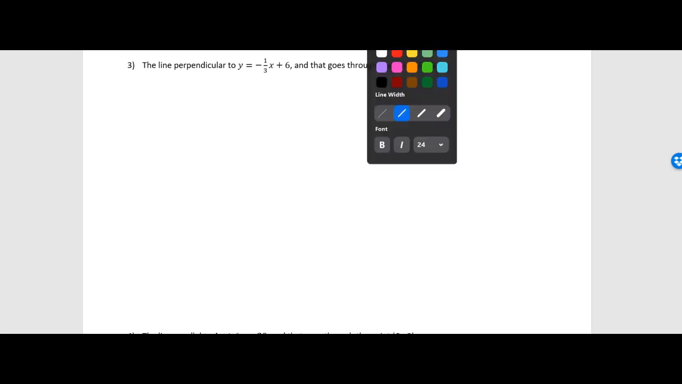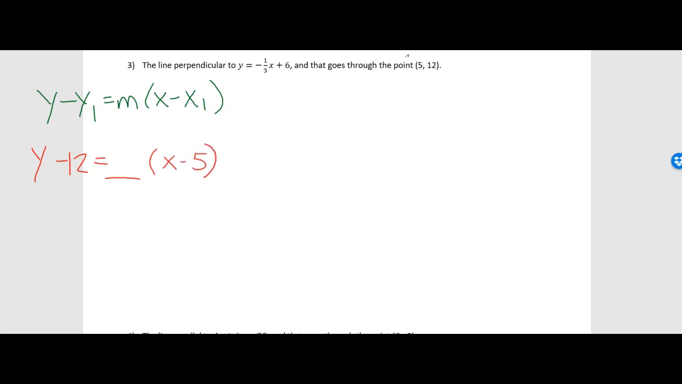So we are going to start off, as usual, with point-slope form. So we need y minus y1 is equal to m times the quantity x minus x1. Now this is just kind of like a puzzle. We have three things we need to find, right? We need x1, we need y1, and we need m. Well, we already have x1 and y1, right? That's 5, 12. So I can start, and I can do y minus 12 is equal to m, which I don't know yet, times the quantity x minus 5. So I just need to figure out what m is.